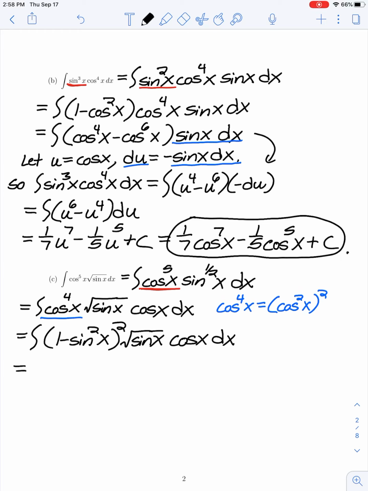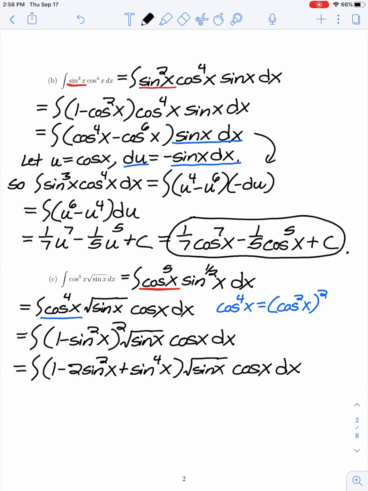So simplifying this, I want to try to group all of my sine x terms together. So I might start by expanding this first term squared. So expanding 1 minus sine squared x squared, I would have 1 minus 2 times sine squared x plus sine squared x squared, which would give me sine x to the 4th power, all times the square root of sine x with a cosine x dx on the end.